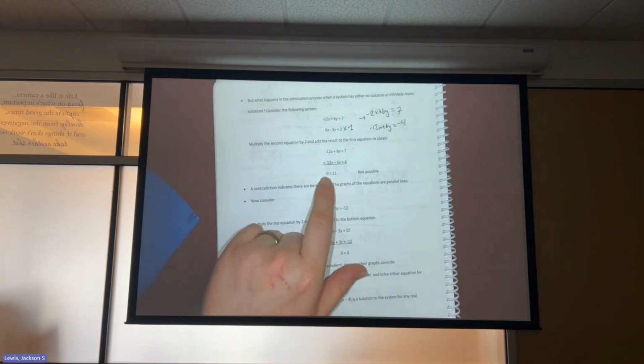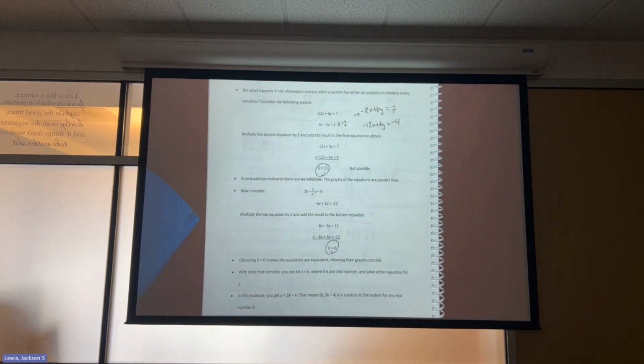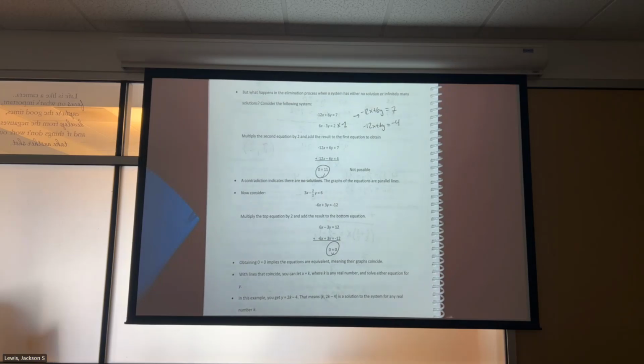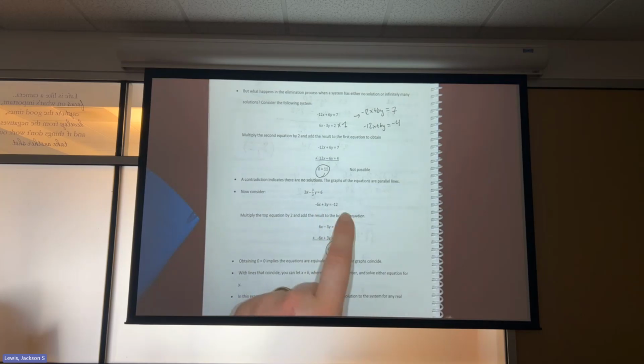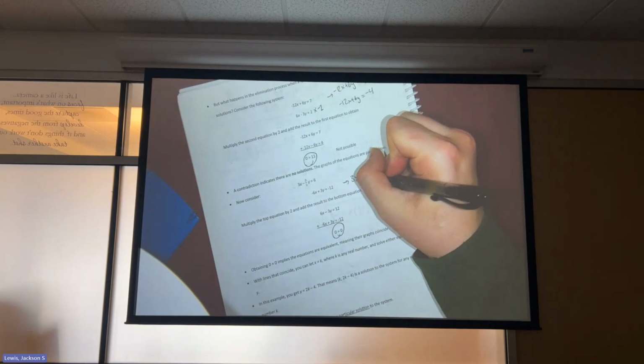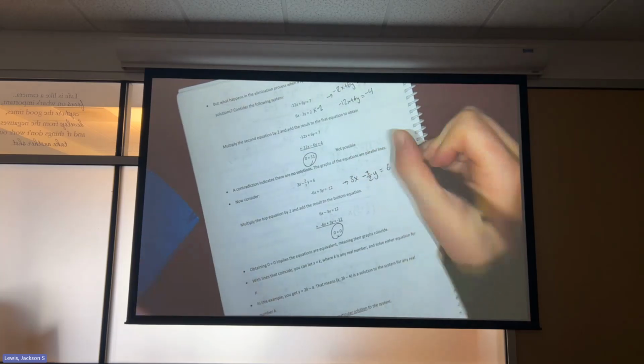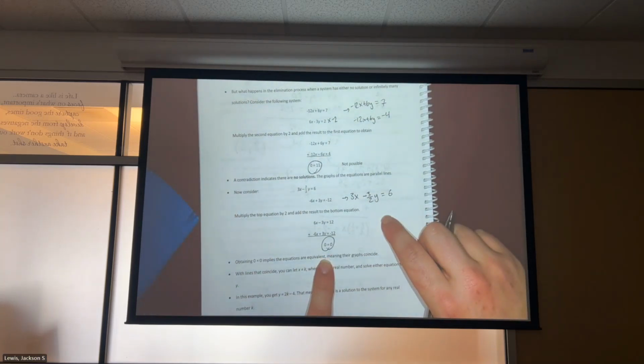A contradiction in this answer, for instance 0 equals 11, is not true. That's a contradiction. It means there's no solution. However, something that is always true means infinitely many solutions. The equations were equal to each other. In this case, if I were to multiply or divide this entire thing by negative 2, I get 3x minus 3 halves y equals 6. These are the same equation, so I get infinitely many solutions.